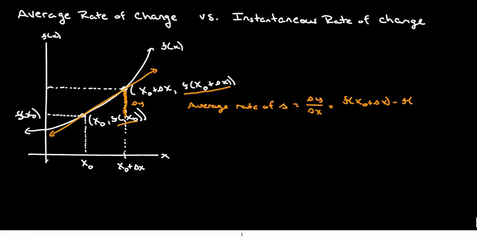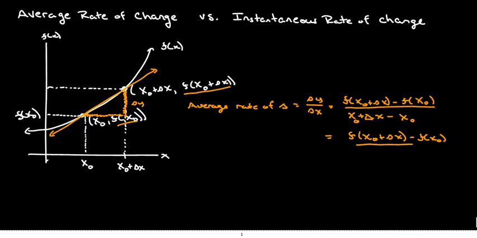And then if I come across here, this is the change in the x values. The change in the x values is x naught plus delta x minus x naught. It's this guy minus this guy. And notice that that reduces to f at x naught plus delta x minus f at x naught all over delta x. It's the change in the y over the change in the x.